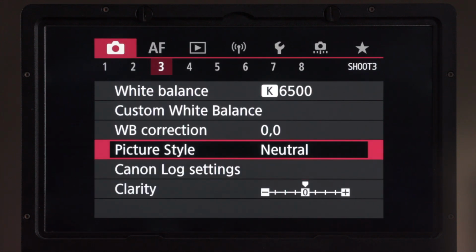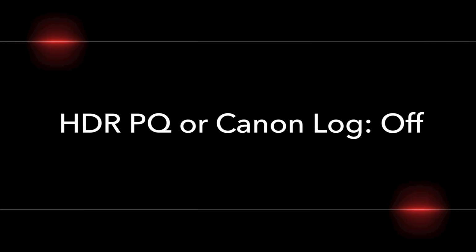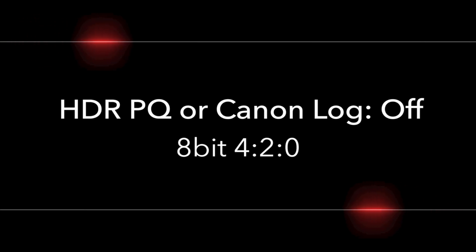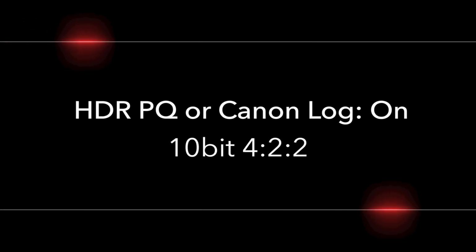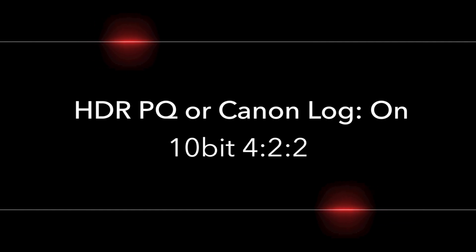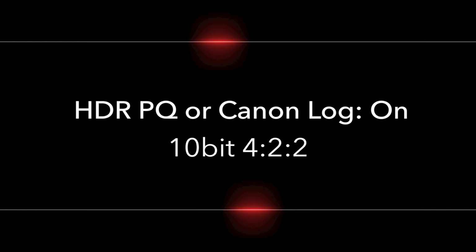So we're essentially using the picture styles as the way that we are affecting the captured image. Also, when HDR PQ and Canon Log are off, we're recording internally at 8-bit 420 as opposed to 10-bit 422. That's covered in the recording options of the two videos in this series for the R5 and the R6.